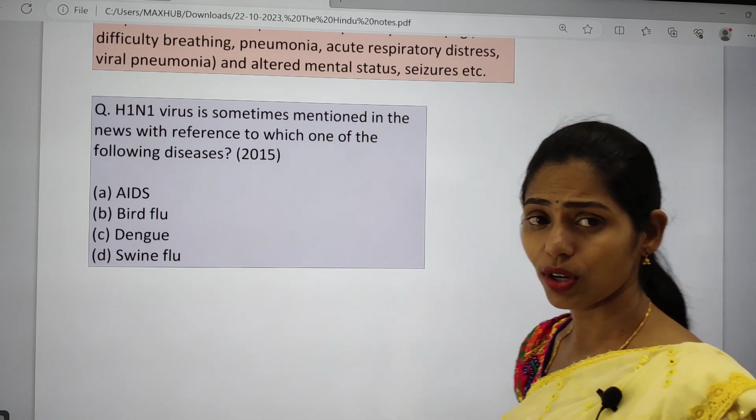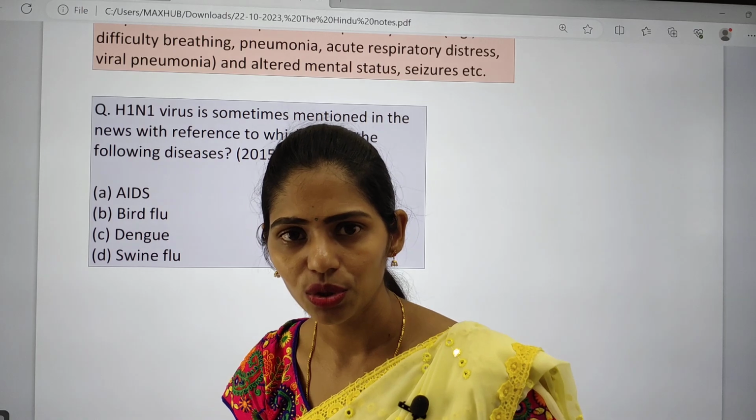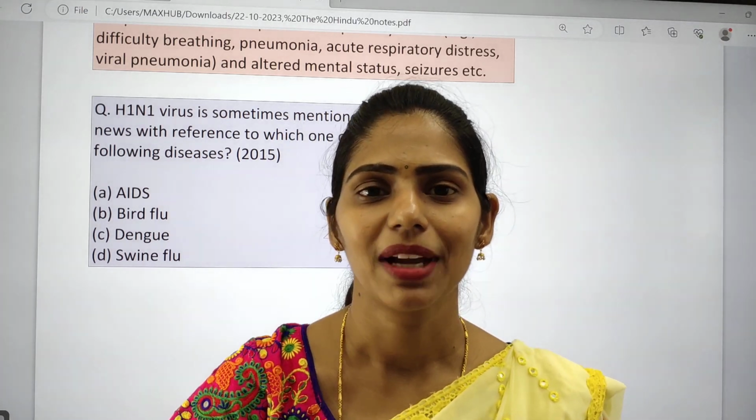So these are some important articles that appeared in today's Hindu newspaper. So by this I am concluding.